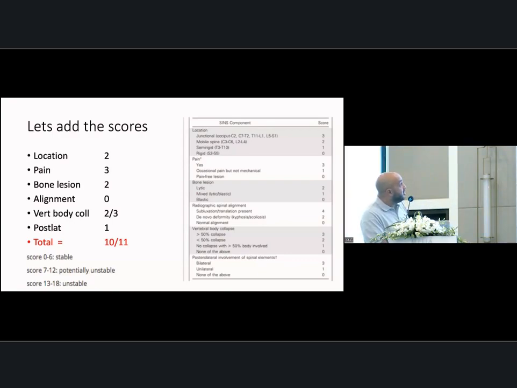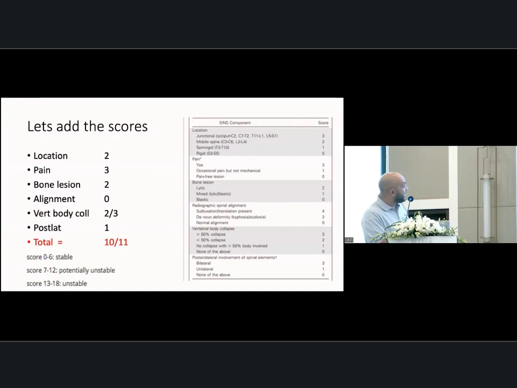So the location, we know it's L3, so it falls into this mobile spine here, so we get 2 points for that. Pain, yes, the patient has pain, so they get 3 points. Bone lesion, it's a lytic lesion, so they get a 2. Alignment looked okay, so we give them a 0 for that. Vertebral body collapse, it was collapsed, but maybe less than 50%, so we've given him 2 for that. You could argue that it's possibly at 50%. Posterior lateral involvement, there was posterior lateral involvement on the MRI scan, so the patient gets a 1 for that because it was only unilateral.